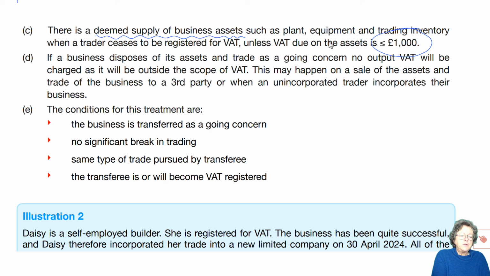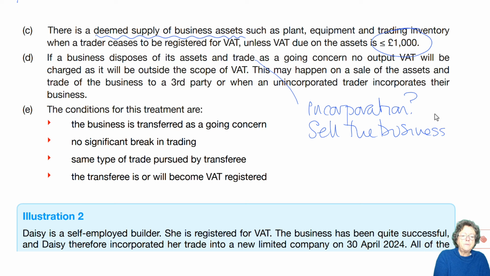If a business disposes of its assets and trade as a going concern, now that might be on incorporation, or it might be when they sell the business as a sole trader, if that's the situation. Now, if it's a going concern, and that's the term you're looking for, no output VAT, because it's what's known as outside the scope. It's not exempt, it's outside the scope of VAT. Conditions for that treatment, these are the conditions that must be fulfilled in order to be able to obtain that outside the scope piece of legislation.